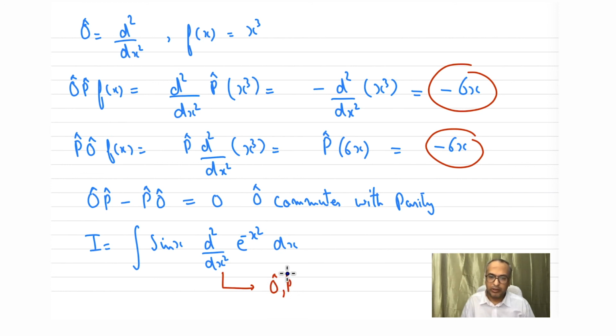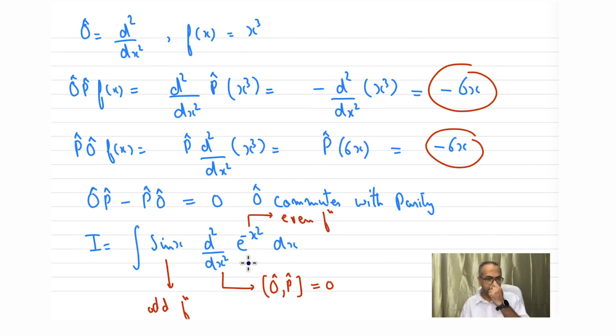The OP commutation is 0, so O commutes with P. Now, is this an even function or an odd function? This is an odd function, right? And this is an even function. So all the conditions of the corollary are fulfilled. That means we can safely say that this particular integral goes to 0. Okay, very easy.